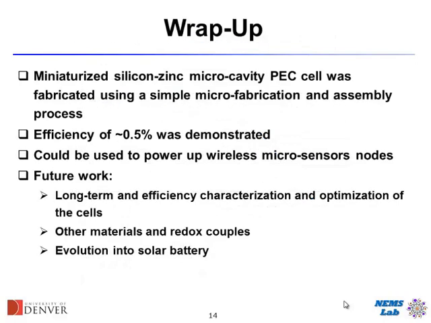So to wrap up the talk, we have demonstrated a miniaturized, microfabricated silicon-zinc photo-electro-chemical cell. The efficiency was measured to be 0.5%. You can still probably improve the efficiency by getting the best thickness for the membrane, and the future work would focus on long-term characterization and improvement of the cell. And I'm happy to answer any questions.